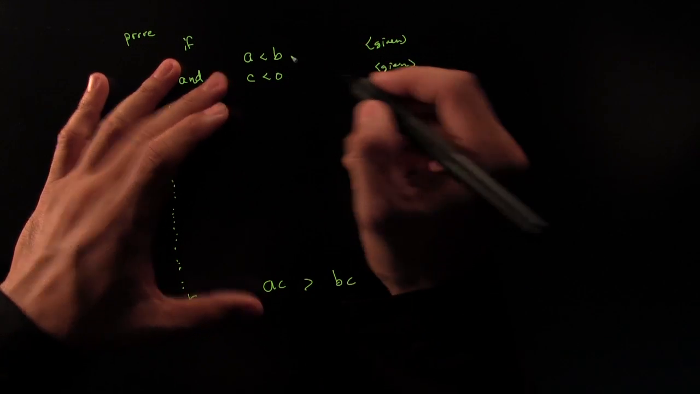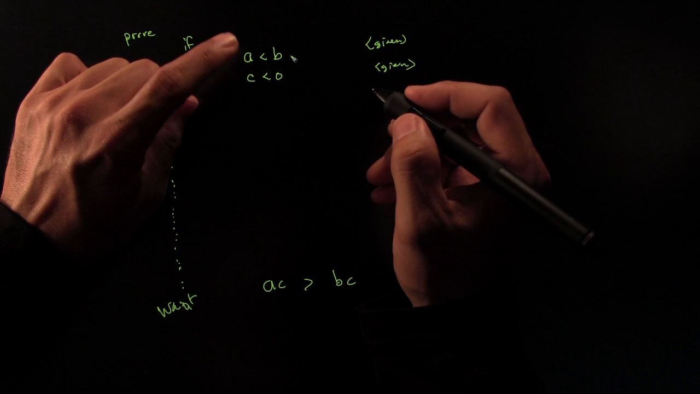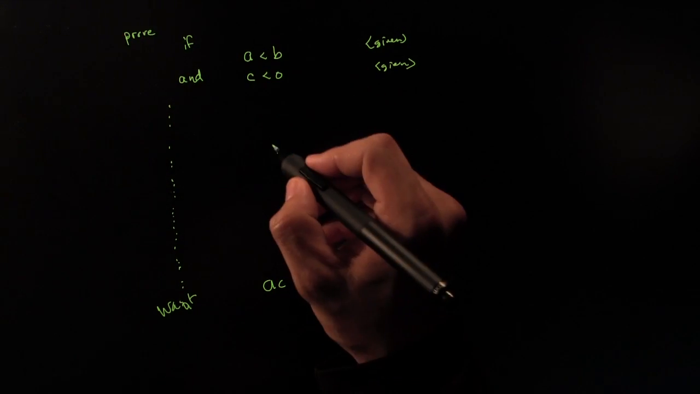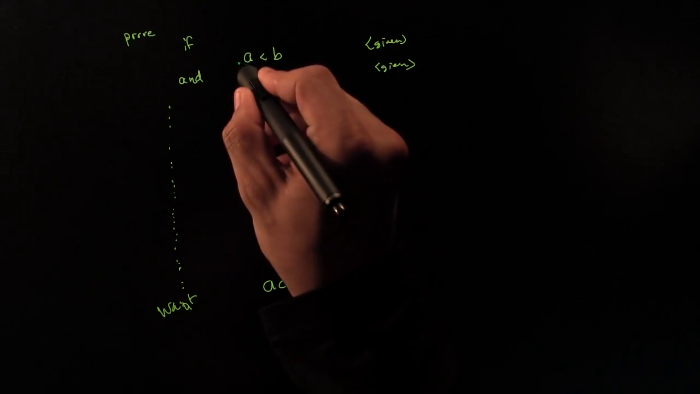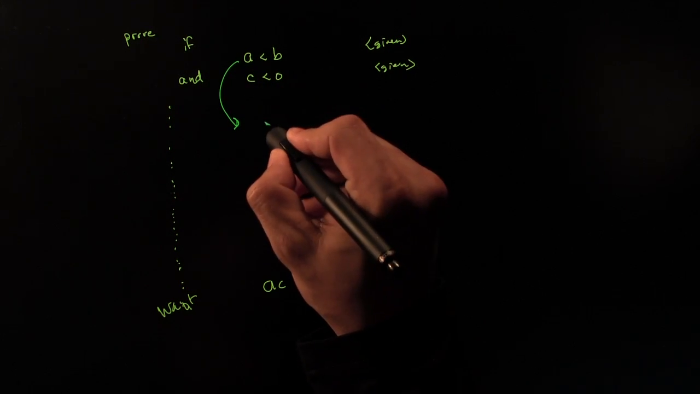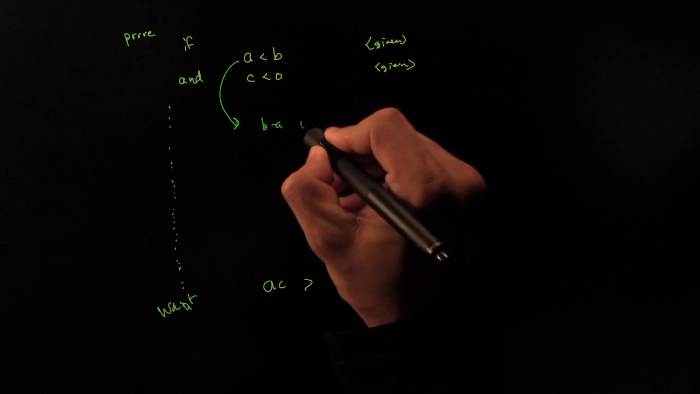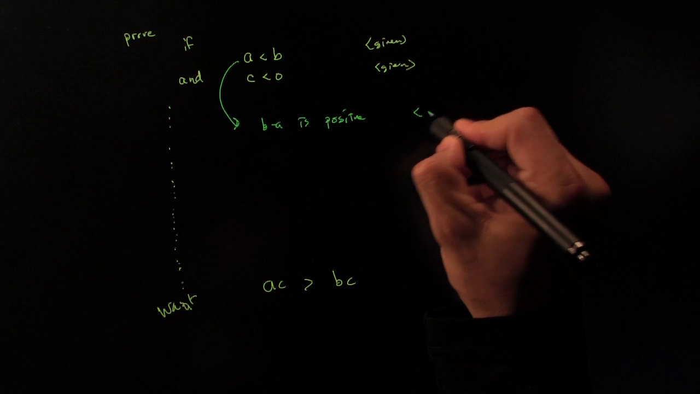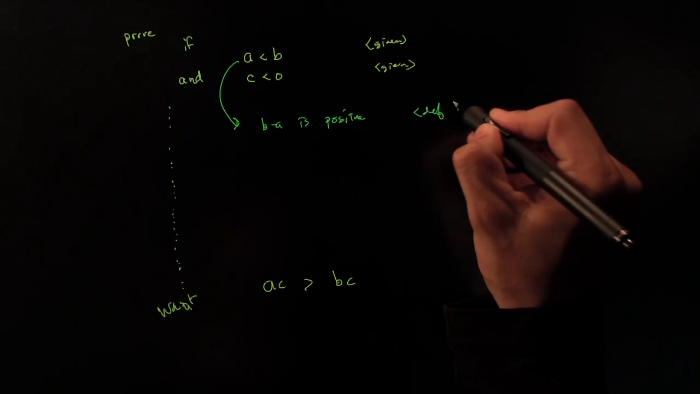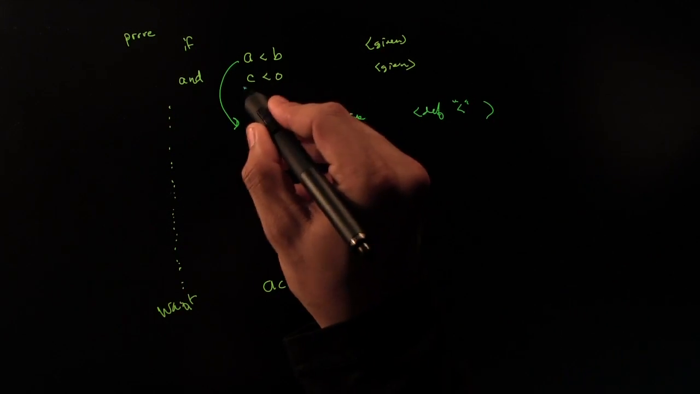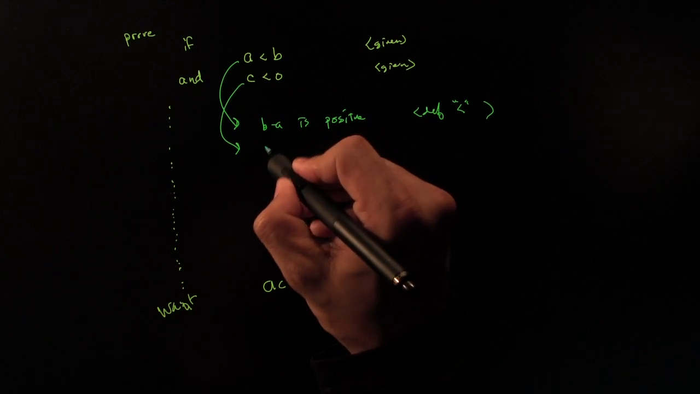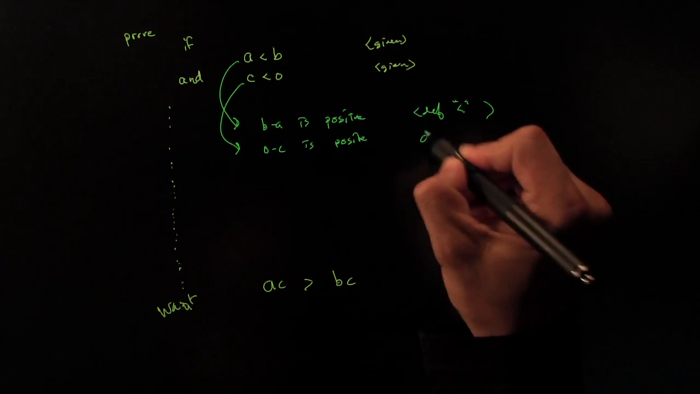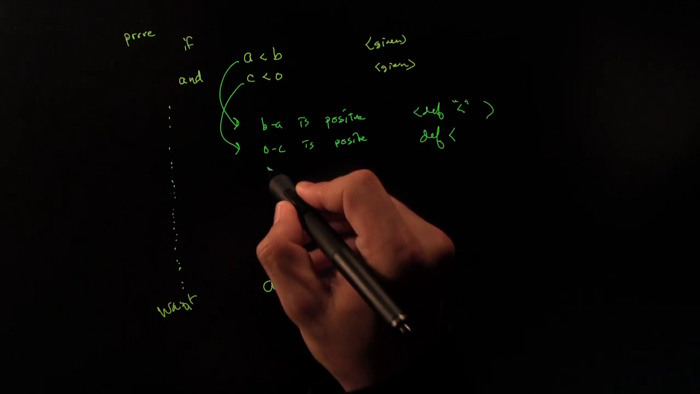A minus B. We're going to use this super strong definition of A less than B. Remember that one we talked about earlier? From this one, I'll just make the entire proof in green. This one says that B minus A is positive. That's the definition of less than, right? This one right here says that 0 minus C is positive. Again, by the definition of less than.